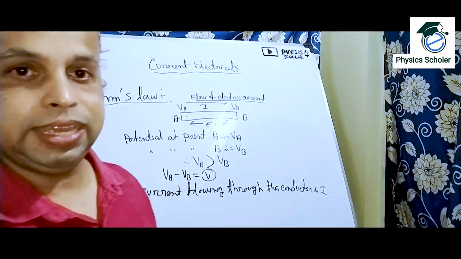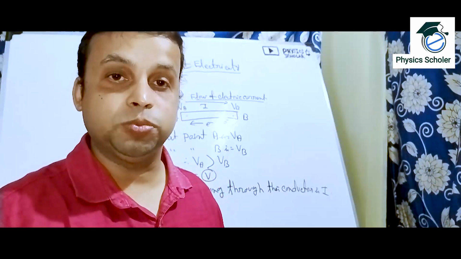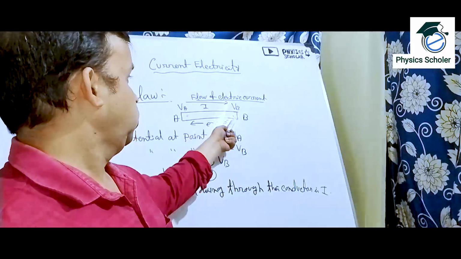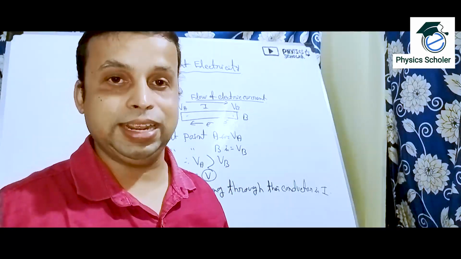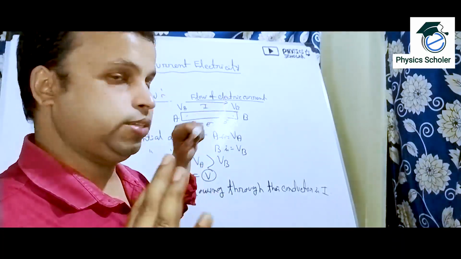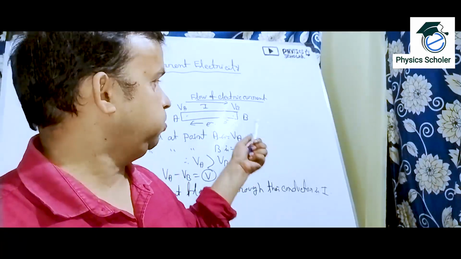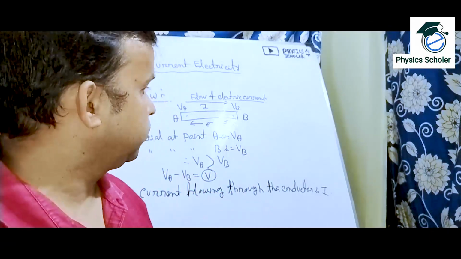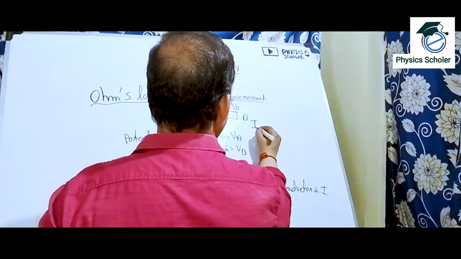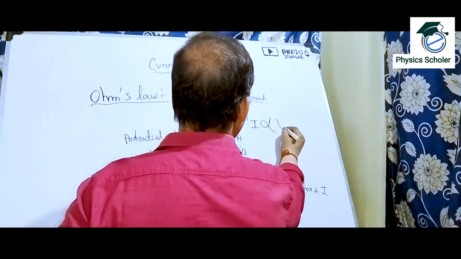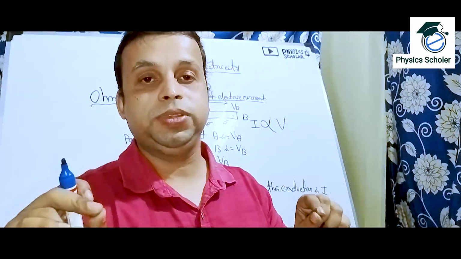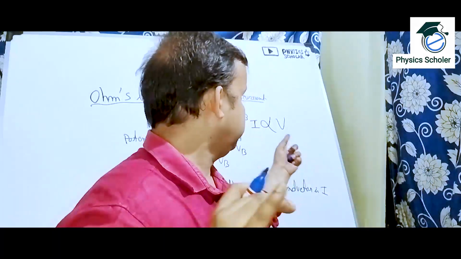Now what is Ohm's law? If temperature and other physical conditions of this conductor remain constant, that means we are not changing anything. Clear? Temperature is constant and other physical conditions of this conductor are constant. Then what will happen? The current flowing through this conductor will be directly proportional to the potential difference across the 2 points of the conductor. So this is Ohm's law.